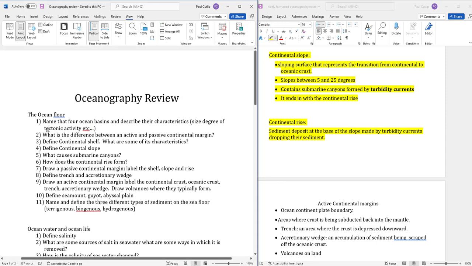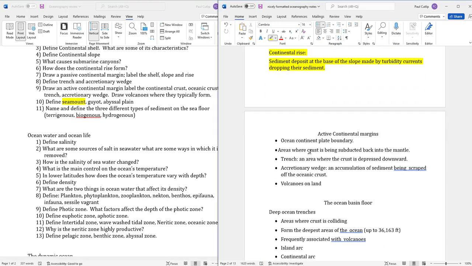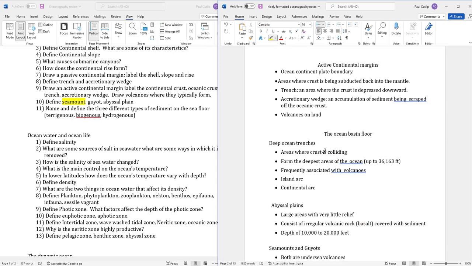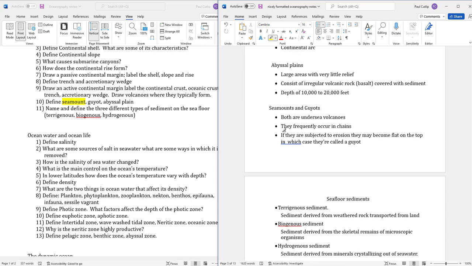Okay, so some other things, let me see. 10, seamounts, guyots, and abyssal plains, right? I threw three things together here that maybe ought not have been thrown together, but that's okay. Seamounts are underwater volcanoes, right? And so if I come down here, we're skipping active margins. The only thing I ask you to do is draw that, okay? We're skipping this and we're going down here.